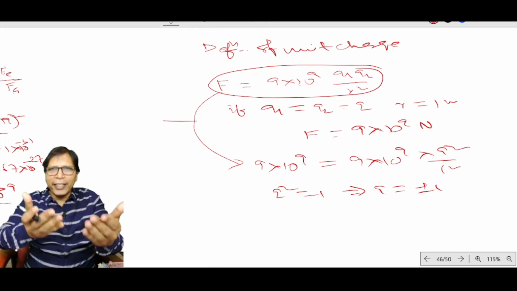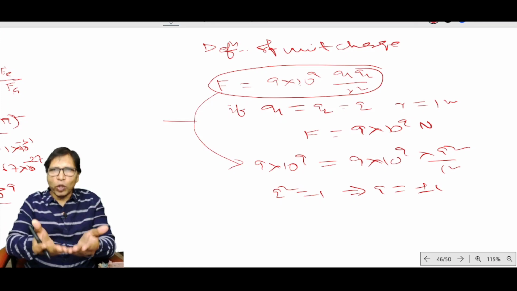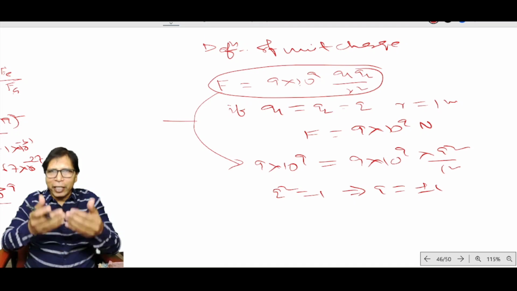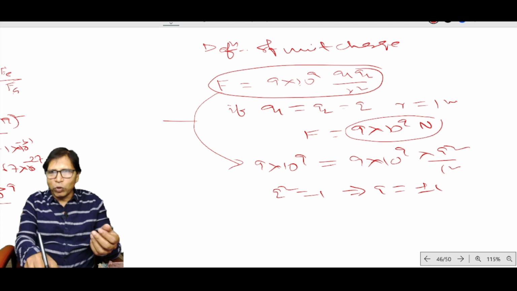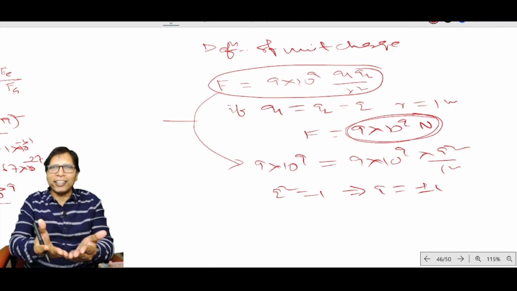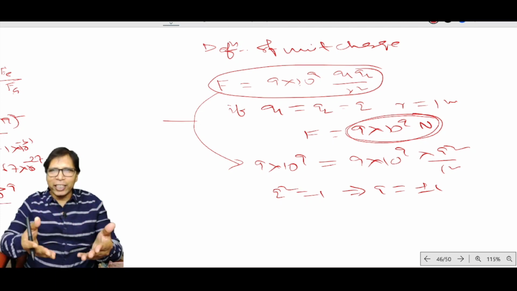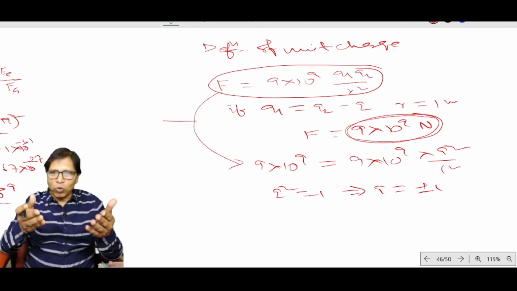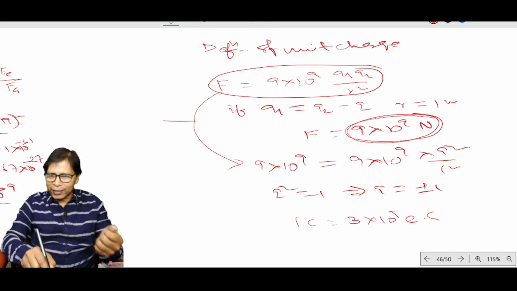Therefore, if two identical charged particles are separated by a distance of 1 meter in air medium and experience a repulsive force of 9 into 10 to the power 9 Newton, then the magnitude of each charge is called unit charge. In SI system, it is known as coulomb. 1 coulomb equals 3 into 10 to the power 9 ESU.